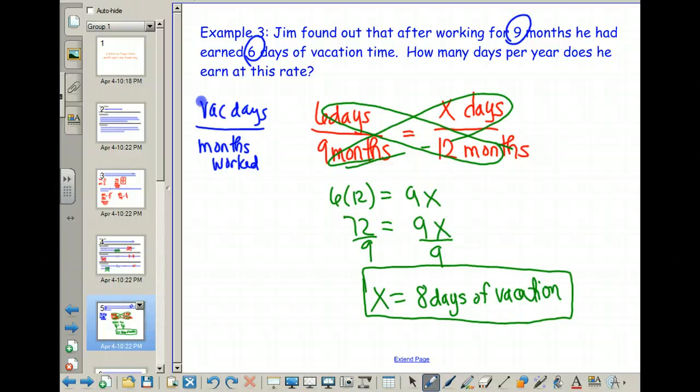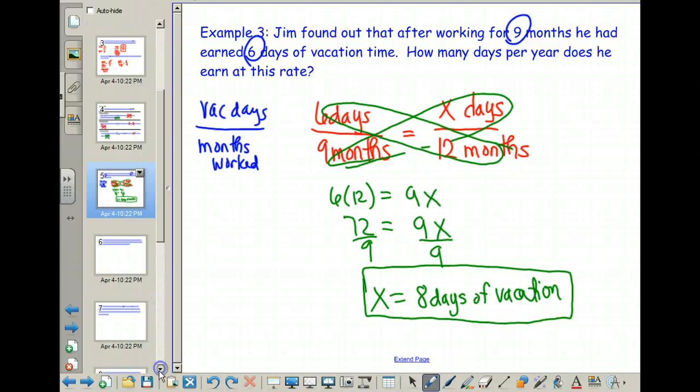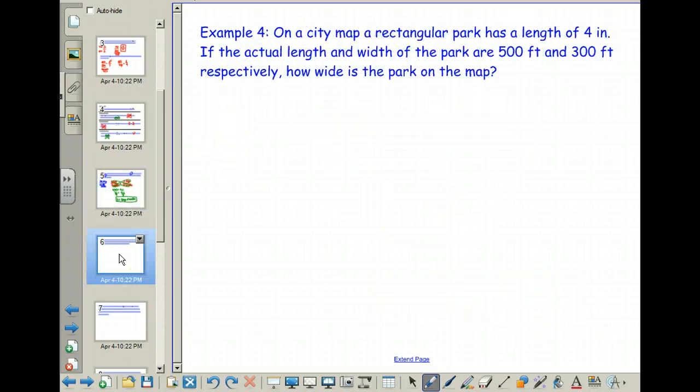Does that make sense? We're going to do one more before I let you guys go, and then we'll finish this up next time. We've got a city map. Everything when we're looking at maps is always drawn to scale, right? So they scale things down so that the image still looks relationally correct, but of course you know that when you look on a map, it's not the actual distance you're traveling. So on the city map, the rectangular park has a length of 4 inches. The actual length and width of the park are 500 feet and 300 feet, respectively. How wide is the park on the map?